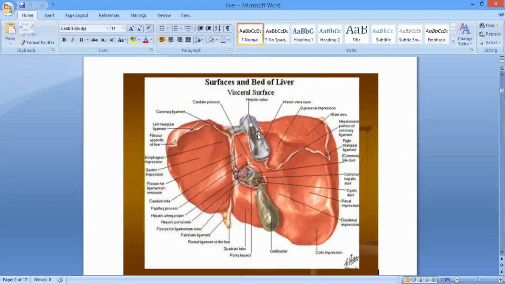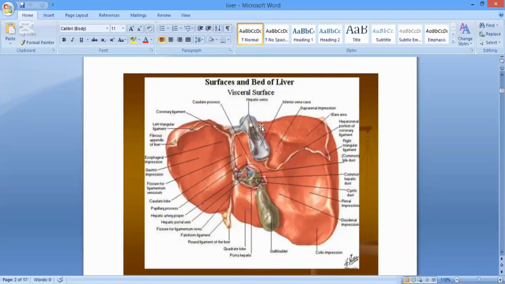Is there any problem so far, children? So the right sagittal fissure is a continuous groove, right? It is formed anteriorly by the groove for the gallbladder and posteriorly by the groove for the inferior vena cava.